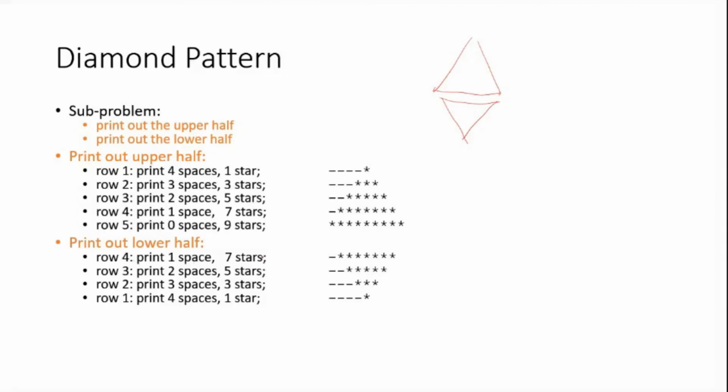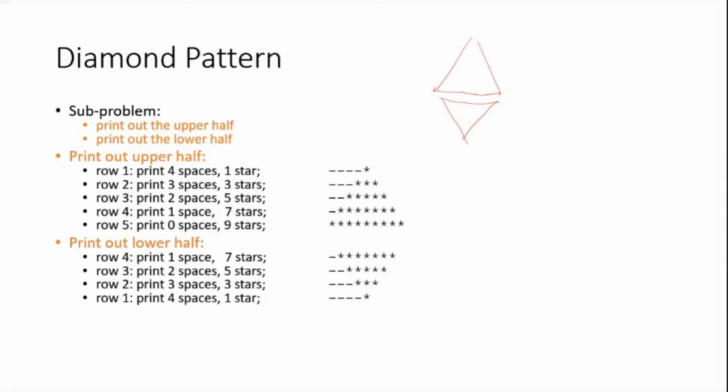Then you have to repeat the 4th row, that is 1 space and then 7 stars. In the row 3, again, you print 2 spaces and 5 stars. In the row 2, you print 3 spaces and 3 stars. And in the last row, we repeat row 1, that is print 4 spaces and 1 star. So the lower half is actually a repetition, in reversed order, of the first 4 lines of the upper half.